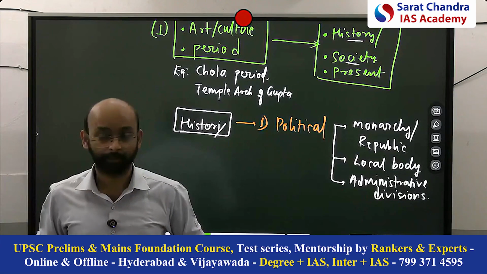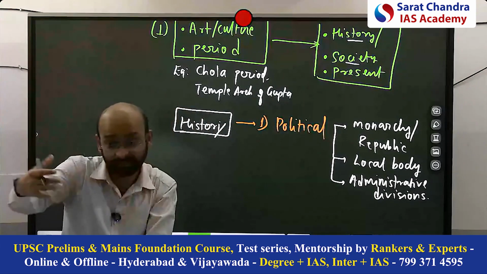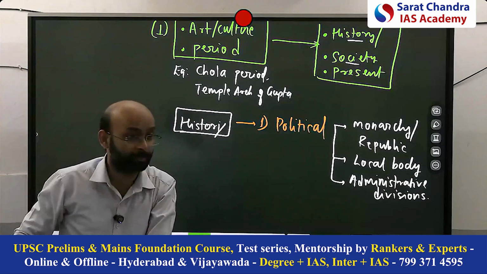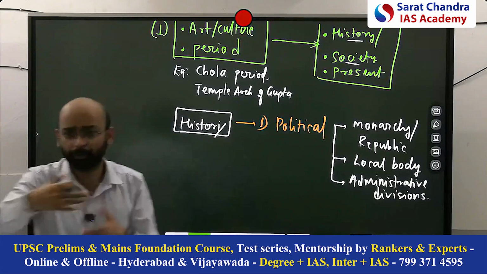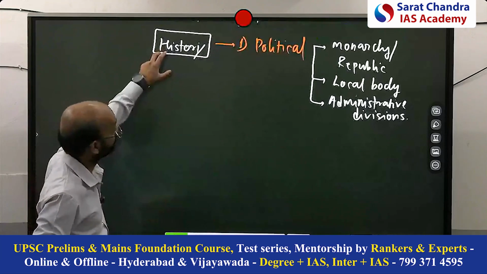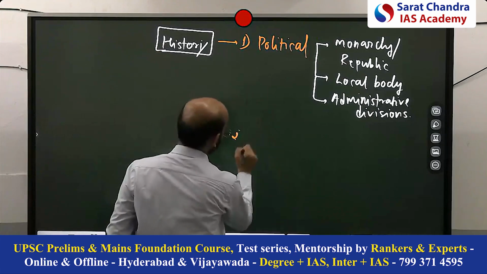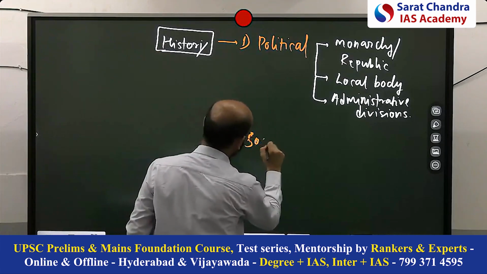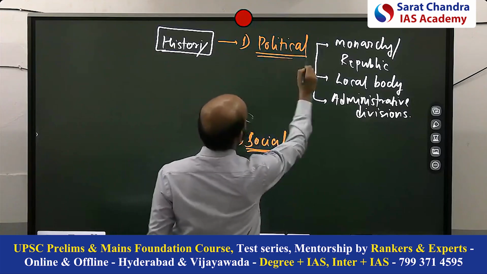So the political history, what is the monarchy, how the successor used to be decided based on their son will become or any particular law is there. So those all things will create the political history. The second thing comes is the social history. This is the most important aspect, social.